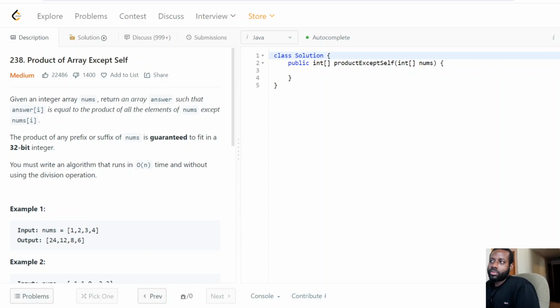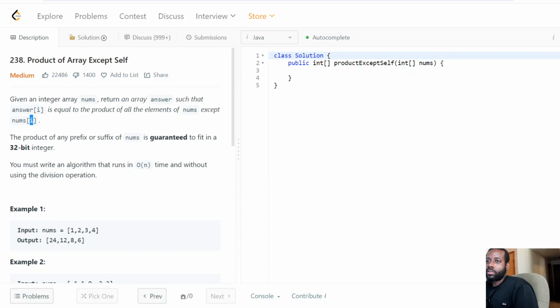As you can see, they're telling us to return, for every index, the product of all the elements in nums, but not including the number at that particular index. So for every index we compute the product of all the elements in the array, without including nums[i], the number at that particular index.